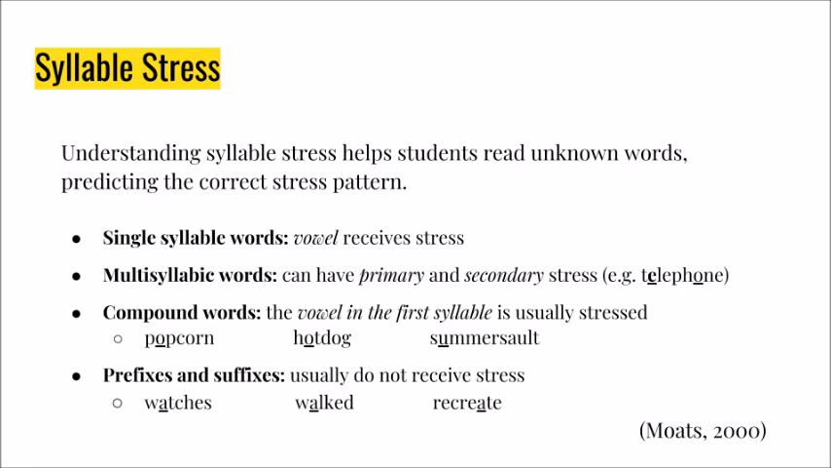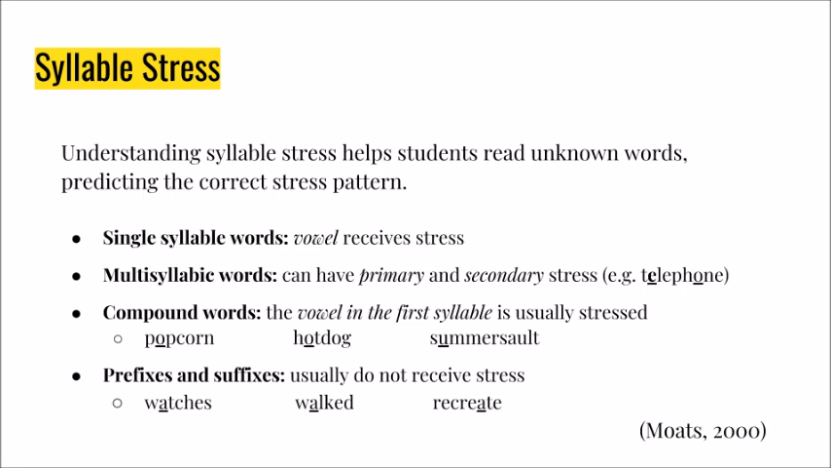Understanding syllable stress helps students read unknown words, which can help them predict the correct stress pattern. For single syllable words, the vowel always receives the stress. In multisyllabic words, there can be primary stress and secondary stress. So for example, in the word telephone, the first E has primary stress and the O in phone receives secondary stress.